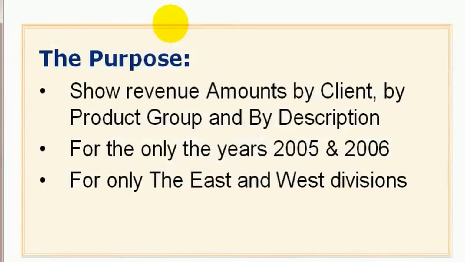Continuing right along, now we come to the purpose of the report. That helps you define almost the layout, the grouping, and the other elements you're going to need. You're going to show the revenue amounts by client, by product group, and by description, but only for the years 2005 and 2006, and only for the East and West divisions. This requires you to use different types of filters and to group multiple levels.